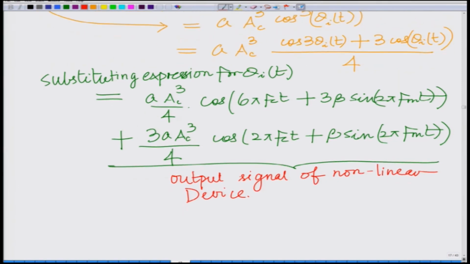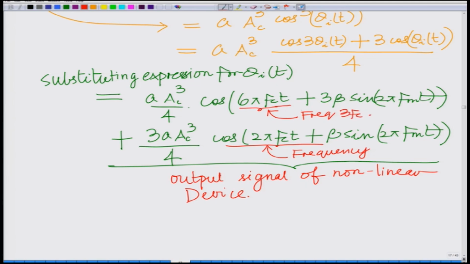And now, if you look at this component, this is at frequency f_c and this component is at frequency 3 f_c, or n f_c.